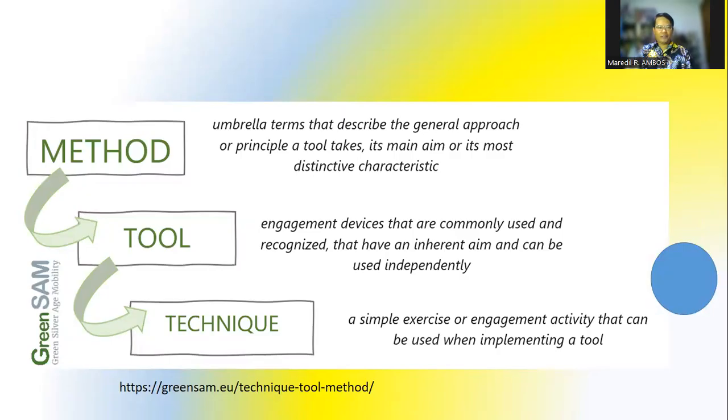Let's go back to the title of our lesson. It talks about the meaning, methods, and the tools. Here, let's define what is method. When we say method, it is the umbrella term that describes the general approach or principle. A tool takes its main aim from its most distinctive characteristic. When we say a tool, it's an engagement device that is commonly used and recognized, that has an inherent aim and can be used independently. However, when we say technique, it is a simple exercise or engagement activity that can be used when implementing a tool.